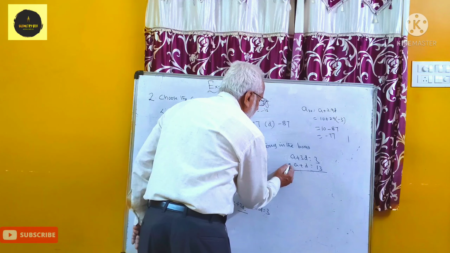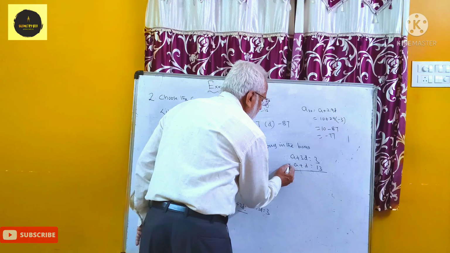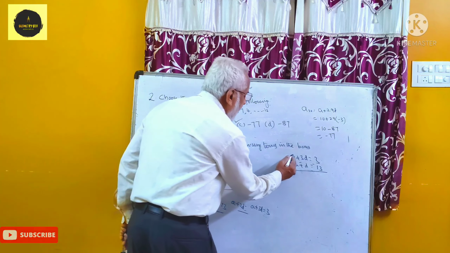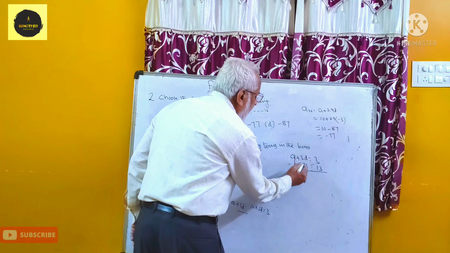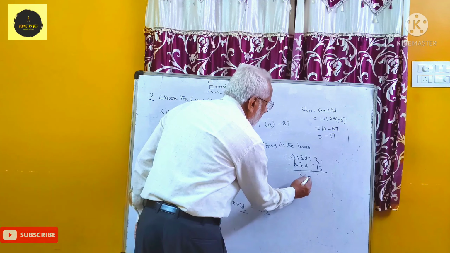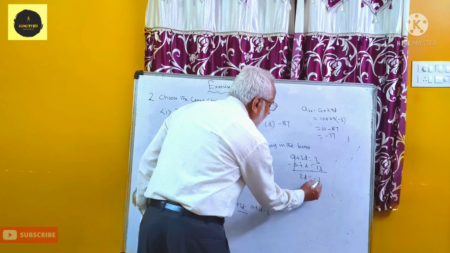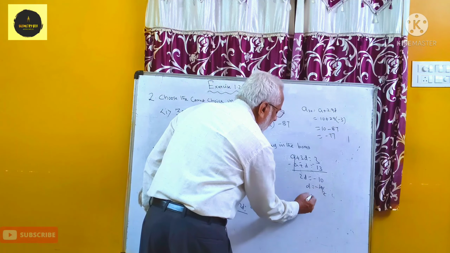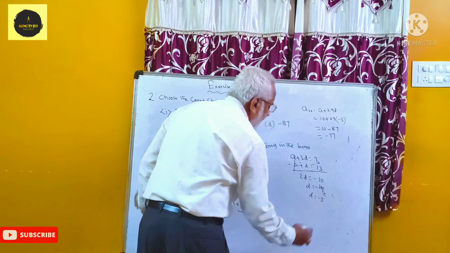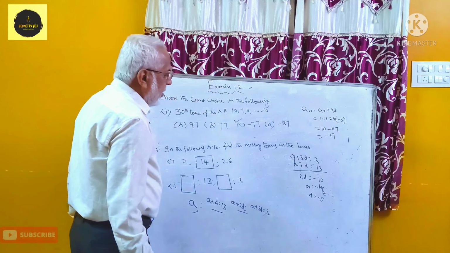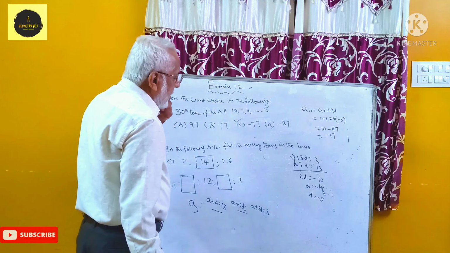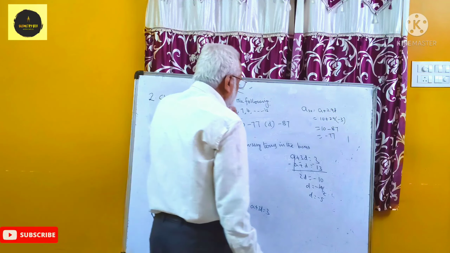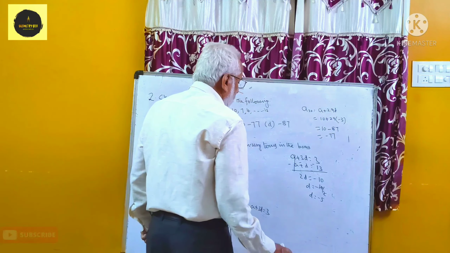Now if we subtract the second equation from the first, because all have plus, A minus A cancels. Subtract 1D from 3D, it is 2D. Subtract 13 from 3, it is minus 10. D is equal to minus 10 divided by 2, D is equal to minus 5, because 10 divided by 2 is 5. So the value of D is equal to minus 5.